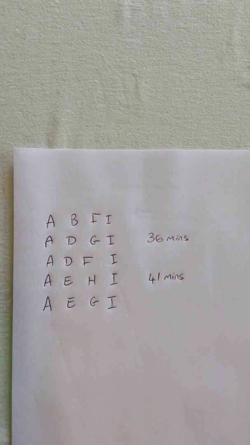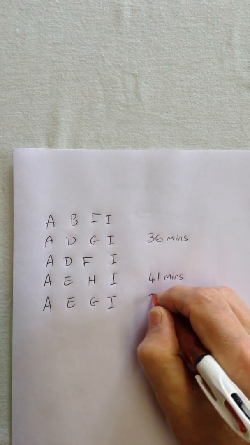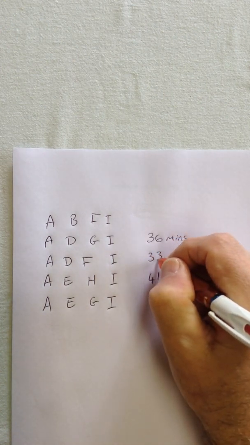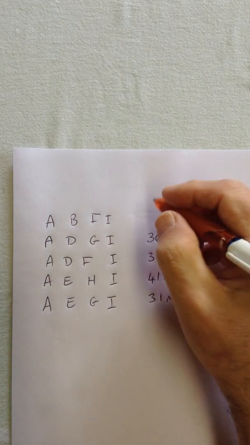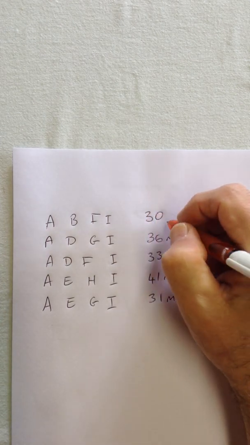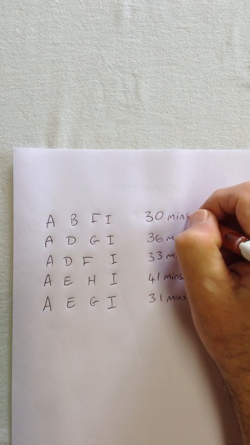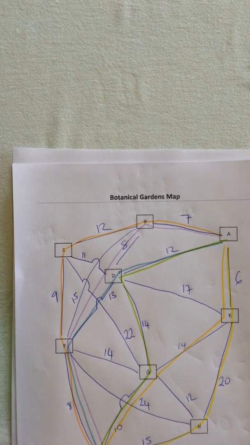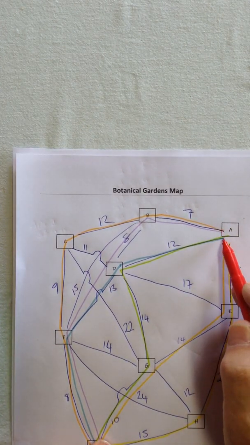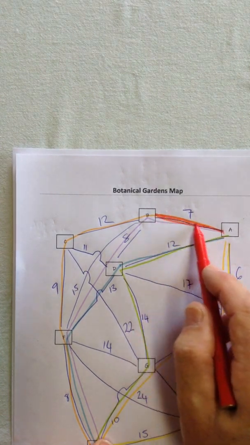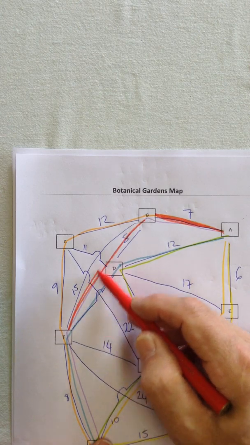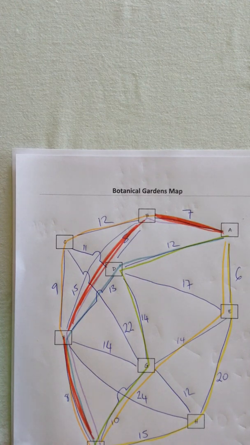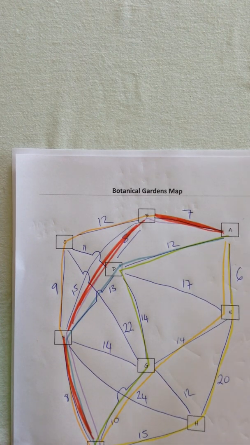Okay, finally I can try AEGI. That's going to give me 31 minutes. I can try ADFI. That's going to give me 33 minutes. But the best one of all is this one, ABFI, for 30 minutes. Okay, so our shortest pathway is going to be this one, A, B to F to I. That one there is my shortest pathway, and that is 30 minutes.